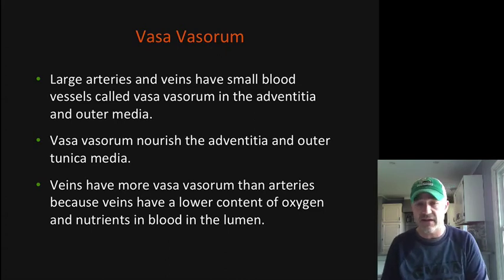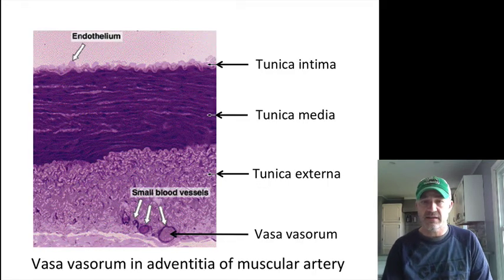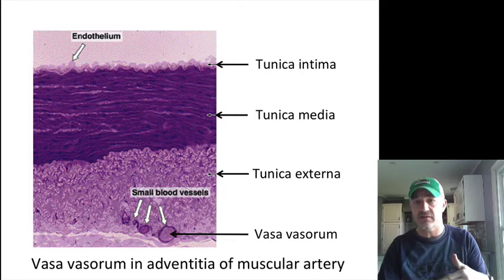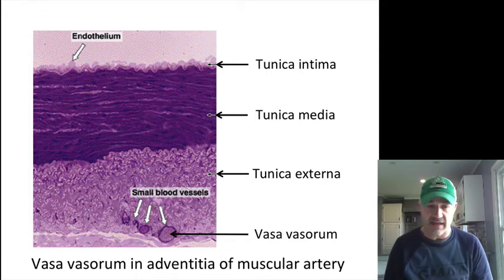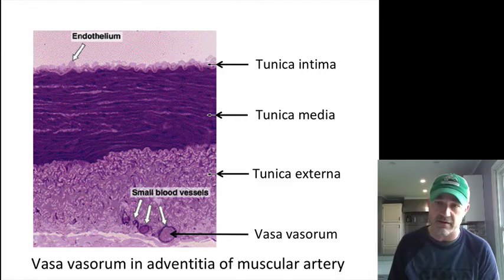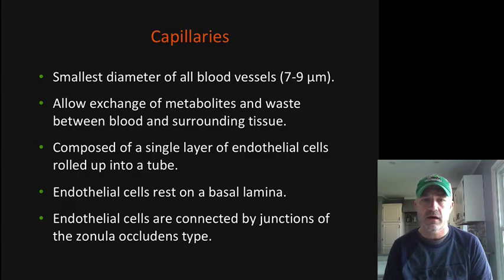Like it says here, veins have more than arteries. Again, lower oxygen content means we have to deliver blood a little bit better because these veins, again, they've already dropped off a lot of this oxygen, don't have as much available. And you can kind of see it here. You can see the tunica intima, the tunica media, and then you can see those small blood vessels down at the bottom here. This is that vasa vasorum, and like it says there, a muscular artery. And I have a picture that I can show you some of this on.